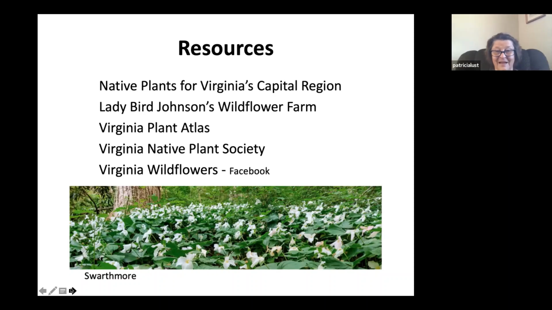So this picture at the bottom here is trilliums. Where I grew up in Ohio, they're so prolific that they'll make a white carpet across the floor of the forest in the spring. They're not listed as native in Goochland and Powhatan counties, but they are in some other counties in Virginia, and they will grow here.